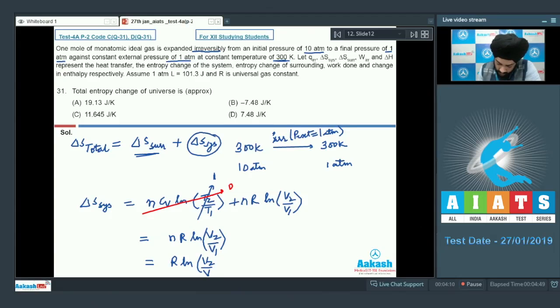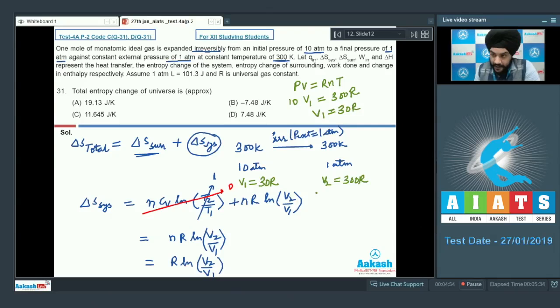Now we can figure out the value of V2 and V1 from the ideal gas equation. So we can have PV equal to nRT. We can have the first system. So in the first system, the pressure is 10 atmosphere. The volume V is V1. So we have 300 into R. So the value of V1 shall be equal to 30 R. So the volume here, V1 is equal to 30 R. Now in the process, there is isothermal expansion happening. So the product of P into V shall be constant, which gives us a value of V2 equal to 300 R.